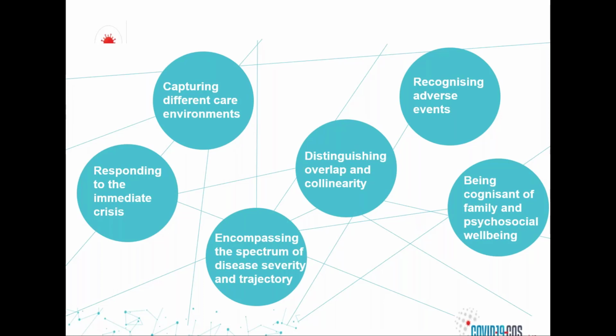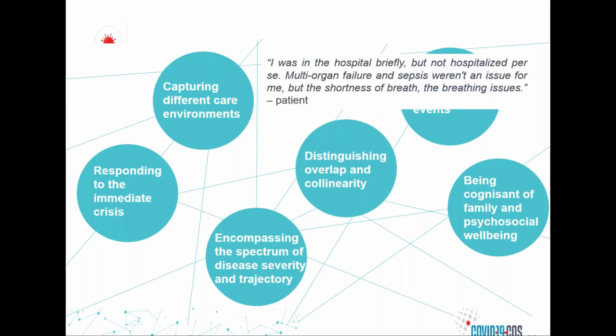They also noted that it needed to encompass the spectrum of disease severity and trajectory. A lot of the top prioritised outcomes were very focused on the critical acute phase of COVID-19, but they also said that we really do need to focus on people who may have less severe disease or are recovering. They need to distinguish overlap and collinearity of outcomes, recognising that adverse events may occur, and being aware of family and psychosocial well-being. I'll just get you to click next to show a couple of quotations from these workshops.